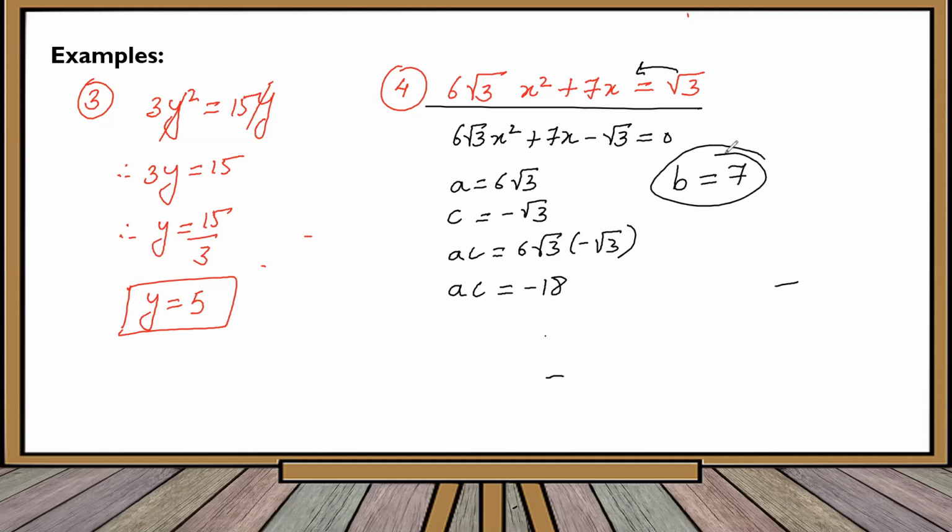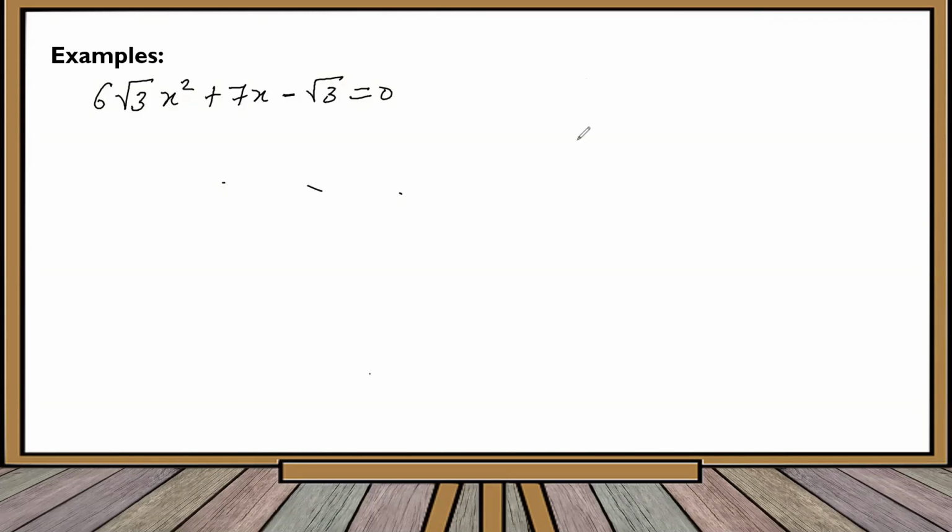So what is my target? My target is to split B in two terms so that the product becomes minus 18. I know that 9 twos are 18, but I want minus 2, right? So 9 and minus 2. I know minus 2 plus 9 is going to give me plus 7.